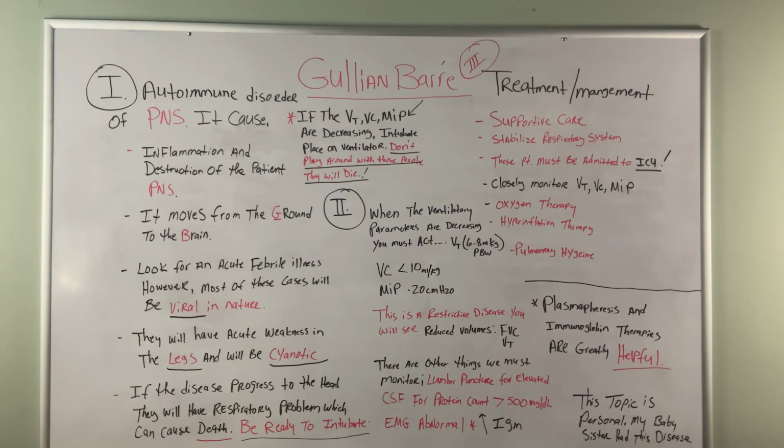And there you have it, people, Guillain-Barre. Now, this is an autoimmune disease. It moves from the ground to the brain. Mostly it is viral. These people will present with leg pain and cyanosis. And also you must monitor their ventilatory parameters very closely, because they will fail. Tidal volume, vital capacity, the MIP.